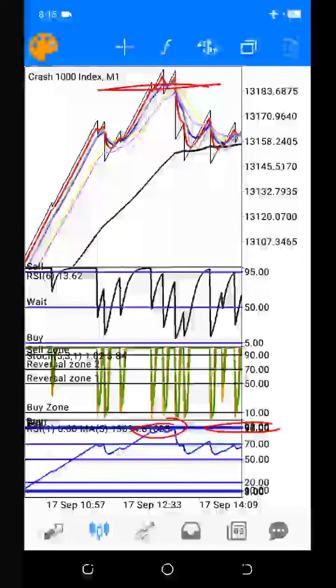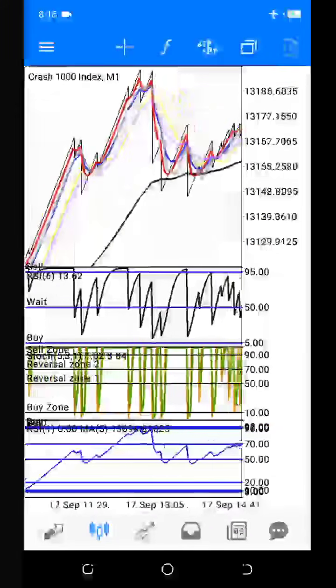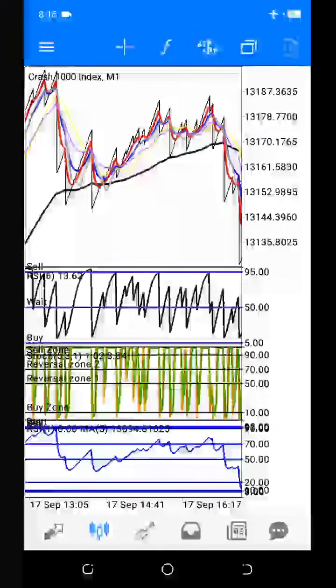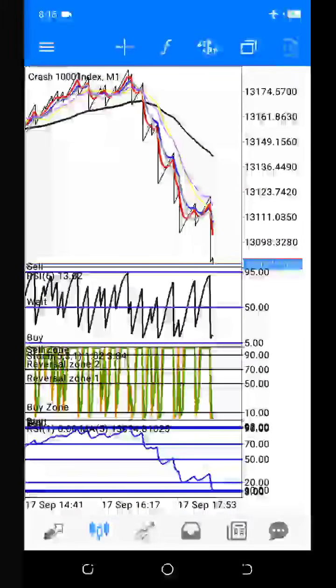What I do is that I load it up, but you need to have a little patience. If you load it up, it will drop just like that. Now let us go back and look at it. I'm going to push back. Every time it touches the 90 zone, it will drop.